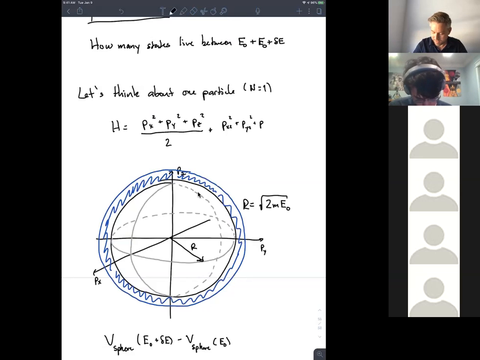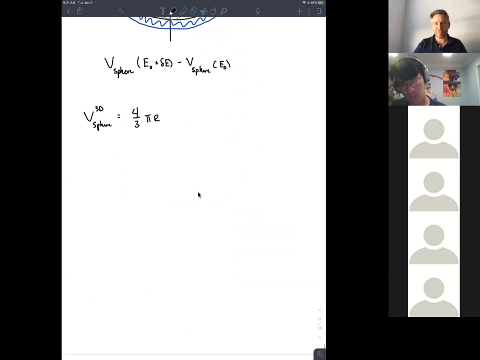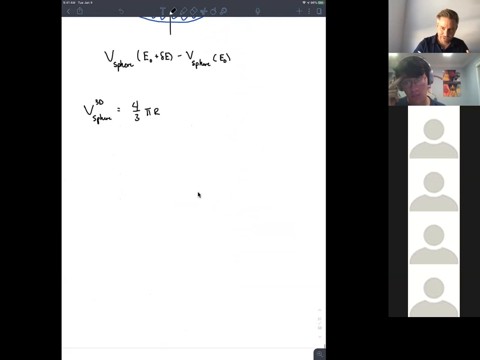dy2 dz2 over 2m. And I just keep doing that for all my particles to give me the total energy of this thing. Okay, so in other words, what we're looking at is not a sphere in 3 dimensions. We are looking at a sphere in 3n dimensions. That is a big sphere, all right? And so now instead of the volume of a sphere in 3-dimensional space, we are interested in the volume of a sphere in 3n dimensional space.